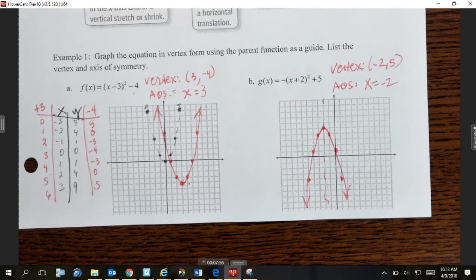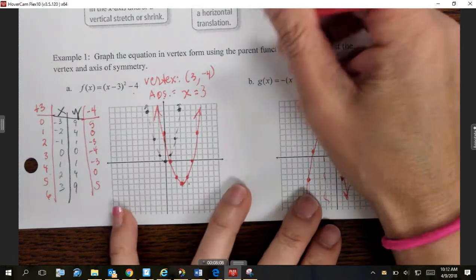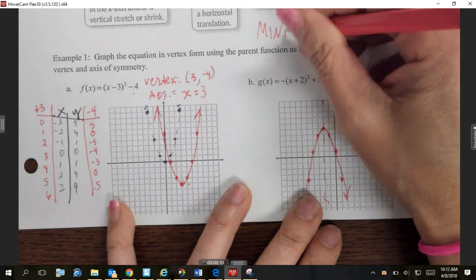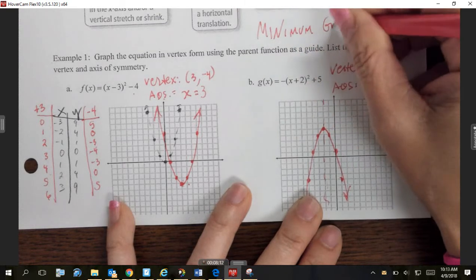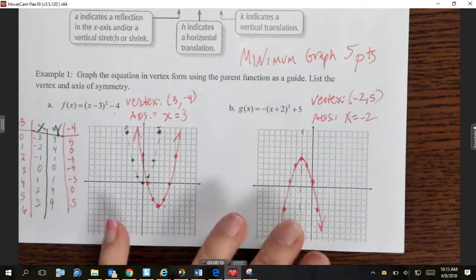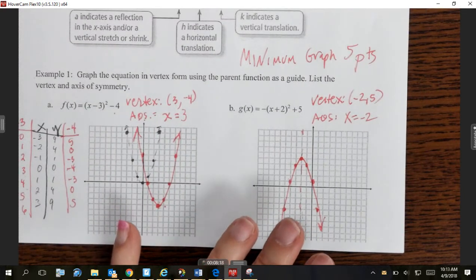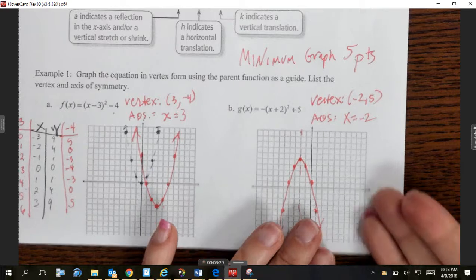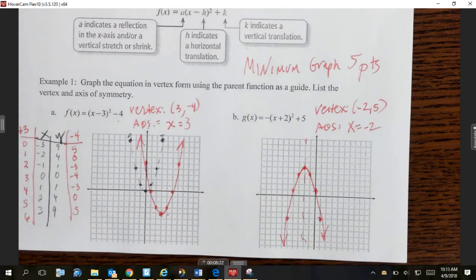And parabolas do not look like these. Make it rounded. Have that vertex, make it rounded. Minimum 5 points graphed. Minimum. I graph 7. You need to graph at minimum 5.